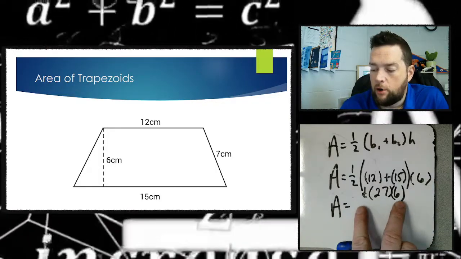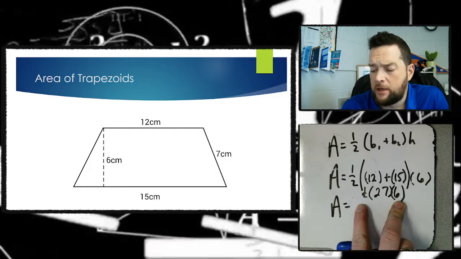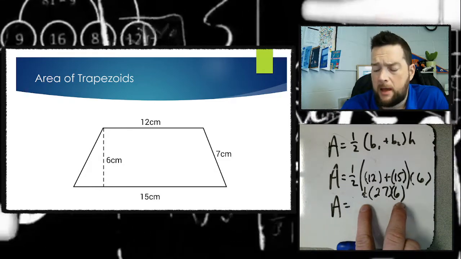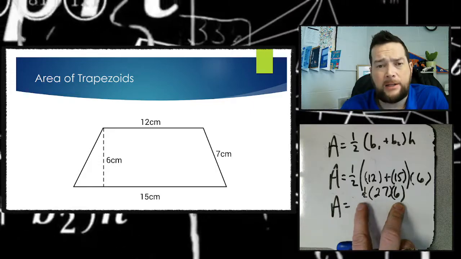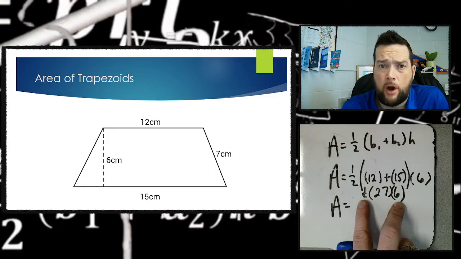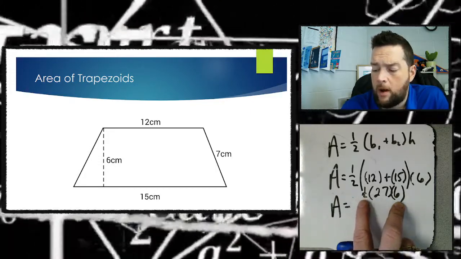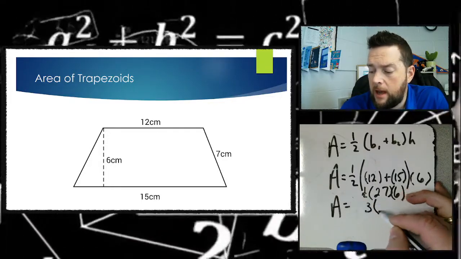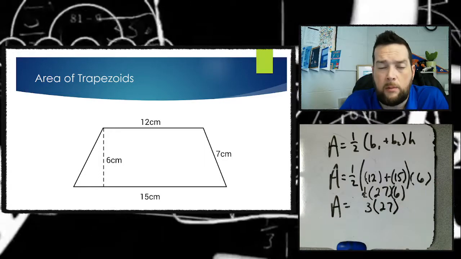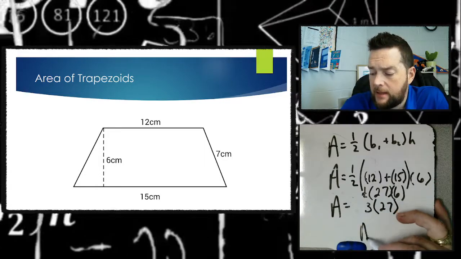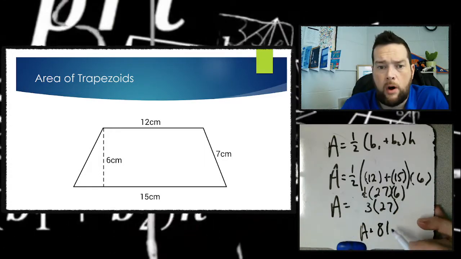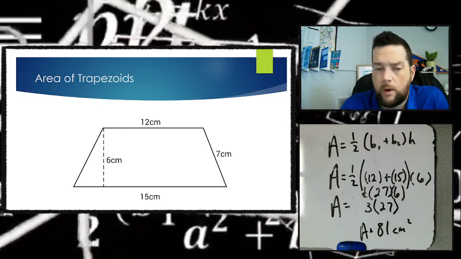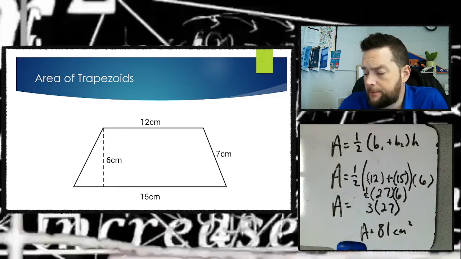Now, remember how I told you the commutative property of multiplication says if you're multiplying numbers, you can multiply them in any order. I like to take that 1/2, if I'm doing it longhand especially, and multiply the 1/2 times the even number, because 1/2 times 6 is 3, and then I just have to multiply that by the remaining number, which is 27, and that tells me that the area is 81 centimeters squared. And that's the final answer.